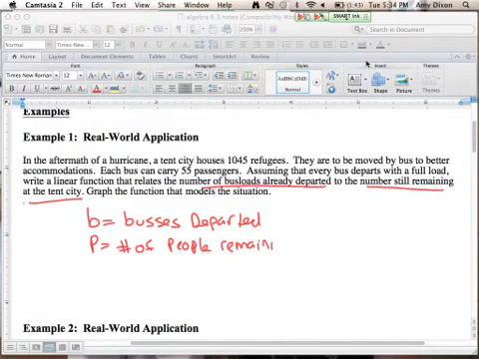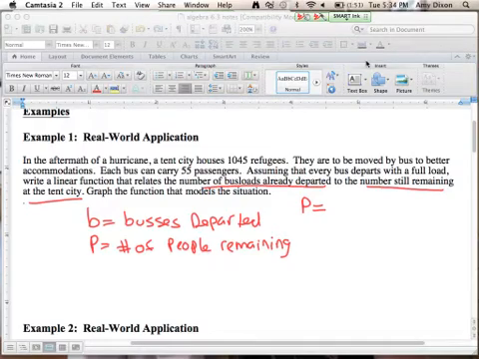Now we have to figure out which is our dependent variable, because that's going to be the one by itself on the left side of the equal sign. Does the number of buses that have departed depend on the number of people remaining? Or does the number of people remaining depend on how many buses have departed? That second way sounds much better. So P is going to be by itself on the left side of the equal sign because it's our dependent variable. So number of people equals.